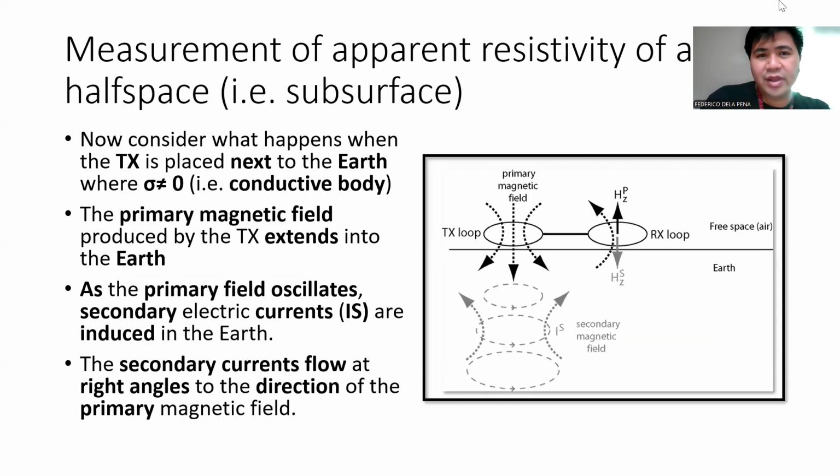Right? And this is how we measure the apparent resistivity or apparent conductivity of the subsurface. So we're going to be using resistivity and conductivity interchangeably here because essentially we're just measuring the electrical property.